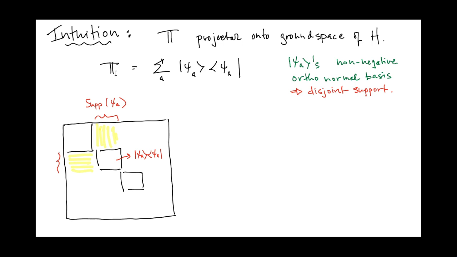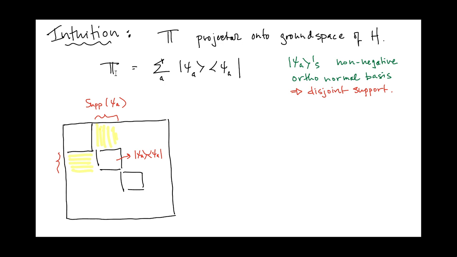So since they're non-negative and orthonormal, that means the support is disjoint. So if I look at this projector in matrix form, it's block diagonal. I have a block for each one of these states in my orthonormal basis. The support is disjoint, so one of these terms is going to be a 1D projector, and it's defined on the support of that state. So far, so good? Okay.